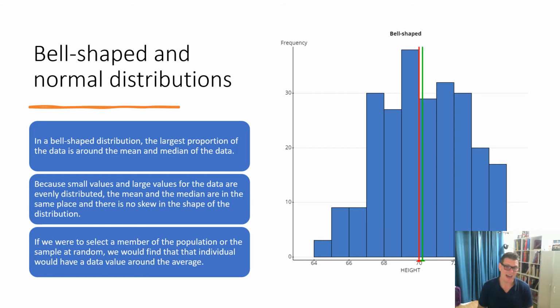And in addition to that, these normal or bell-shaped distributions end up being really valuable for us because if we're going to select a member of the population at random, then we're going to expect that they're about average, because most of the data values are around the average. So most of the individuals in our data set, population or sample, are going to end up being somewhere in that middle range.